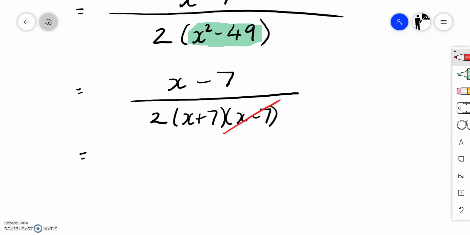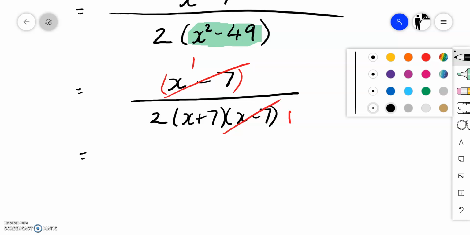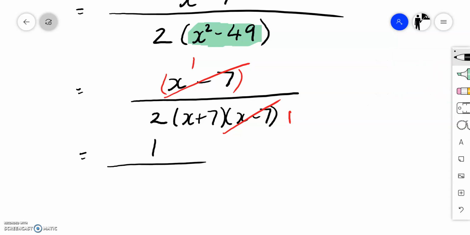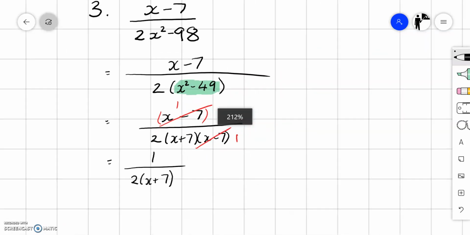So x minus 7 would simplify to 1. And x minus 7 would simplify to 1. Technically, there's a wee bracket around that if you like. So we read off what we've got. Well, we've got 1 on the numerator and 2 times x plus 7 on the denominator.